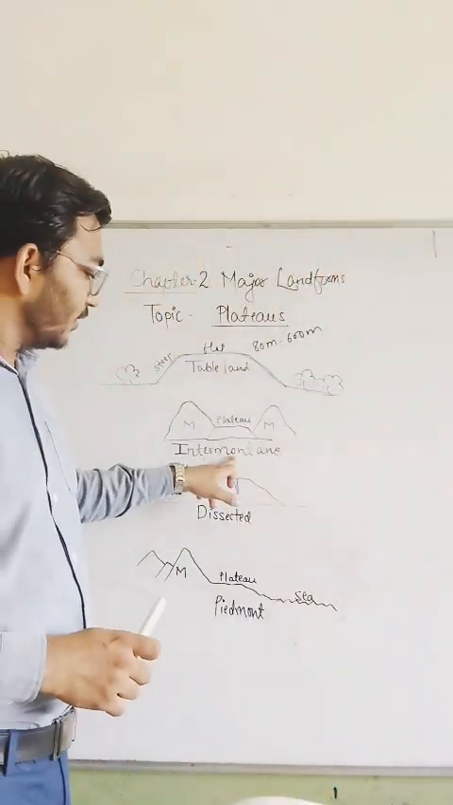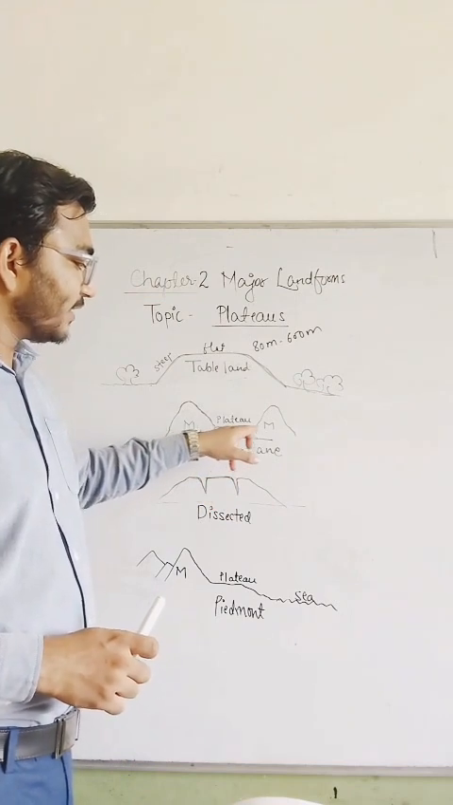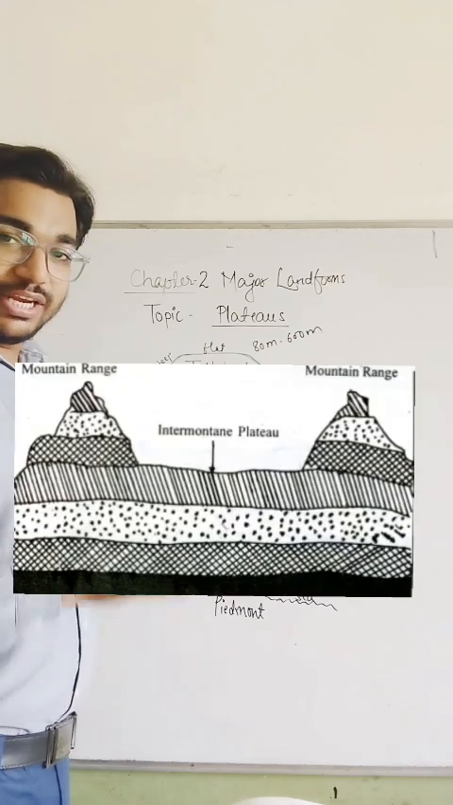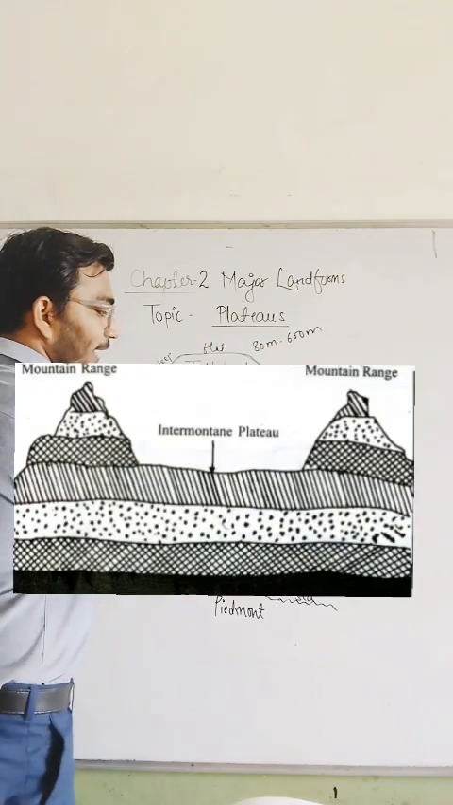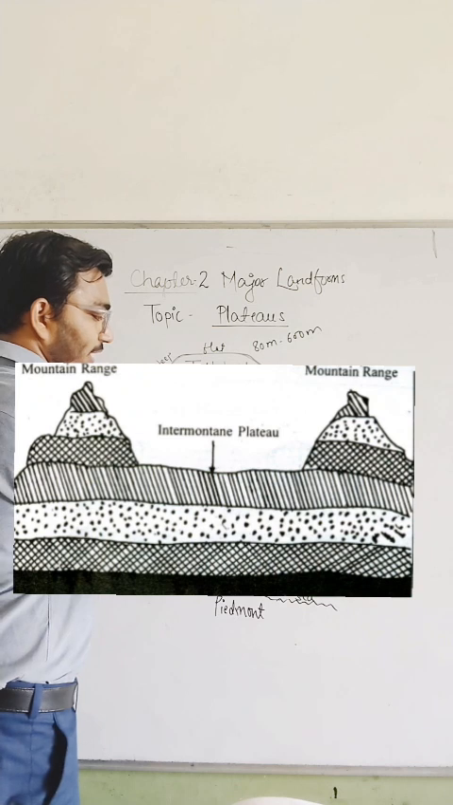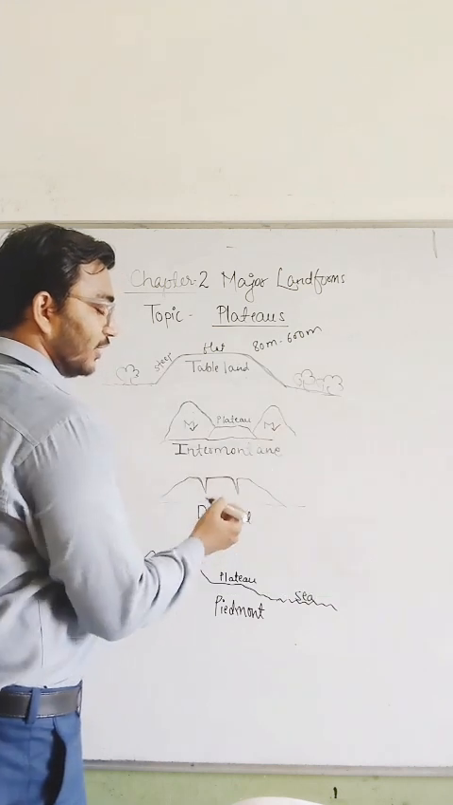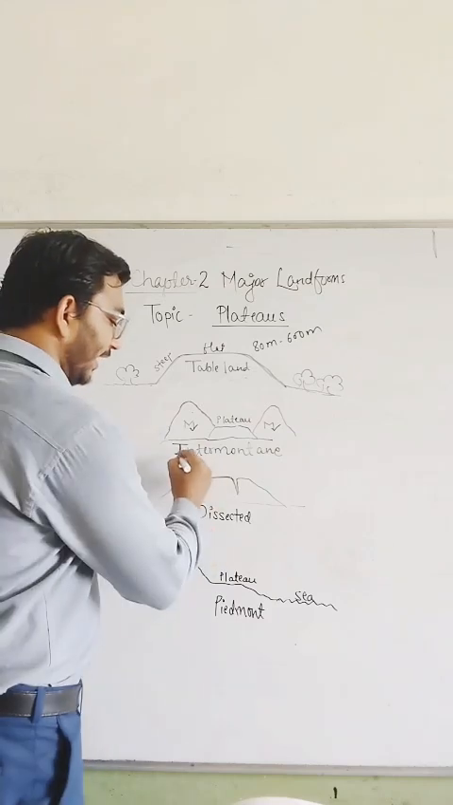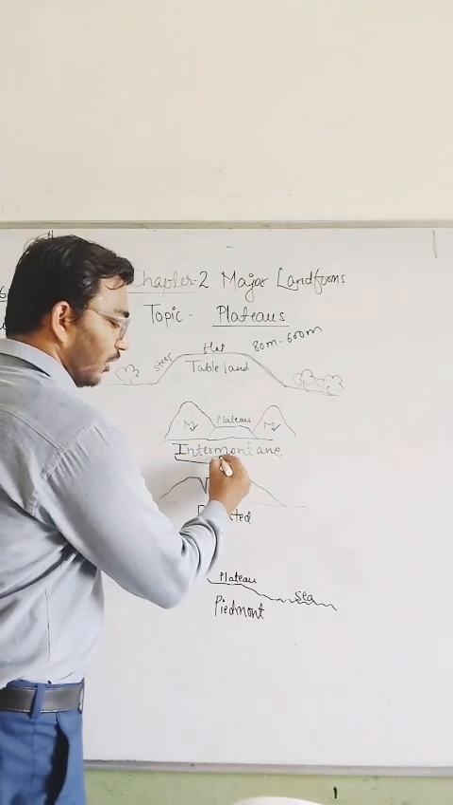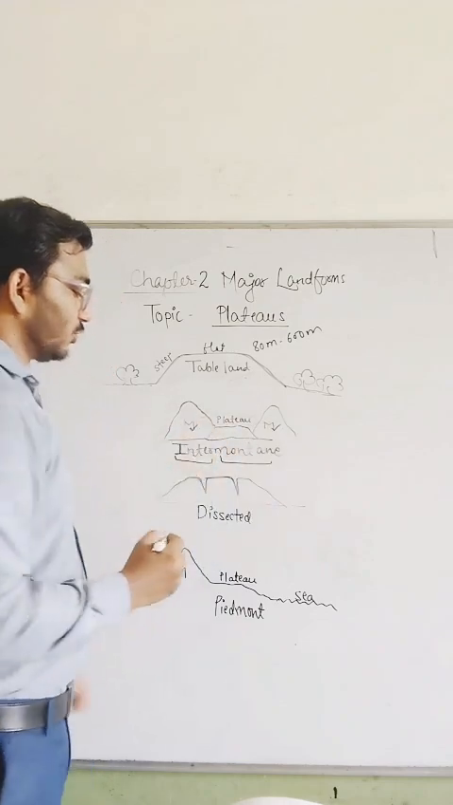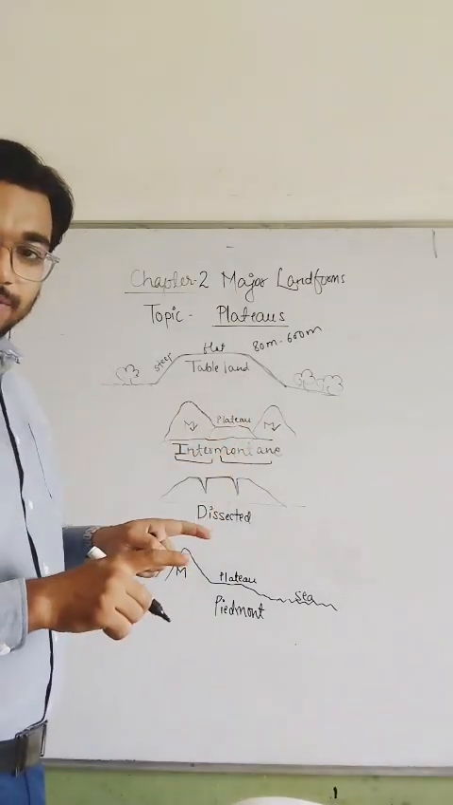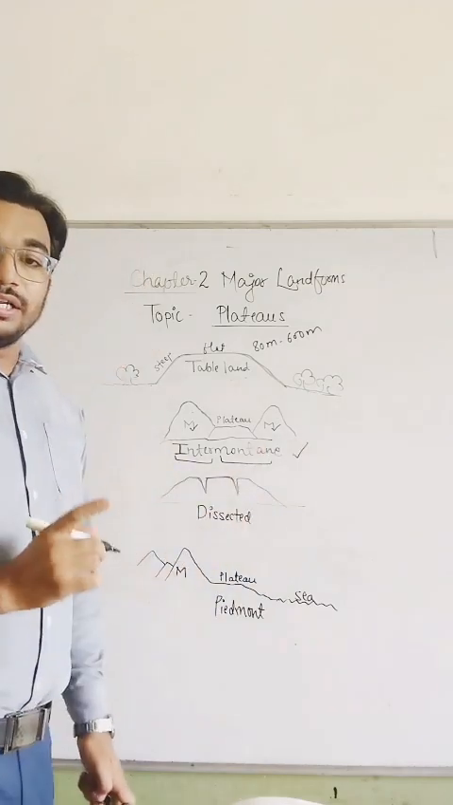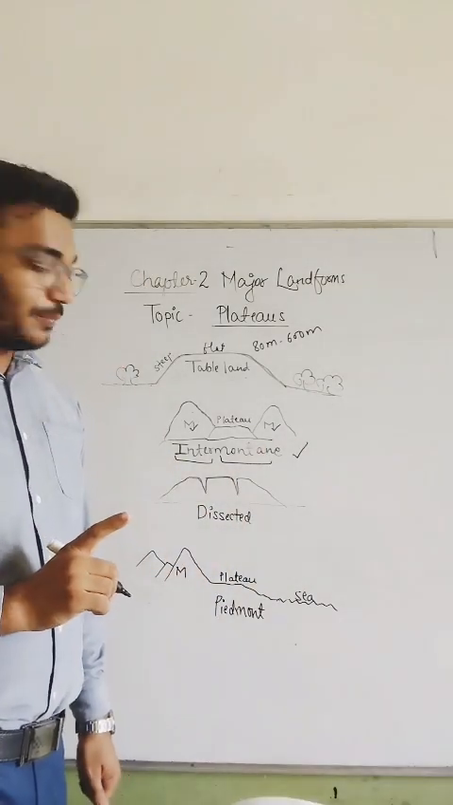If you see here, this is the plateau and it is surrounded by a number of fold mountains. So when a plateau is surrounded by fold mountains, this is a mountain and this is a mountain as well, this type of plateau is known as intermontane. Inter means in between and montane means these fold mountains. So the plateau is surrounded by fold mountains. This was the intermontane.